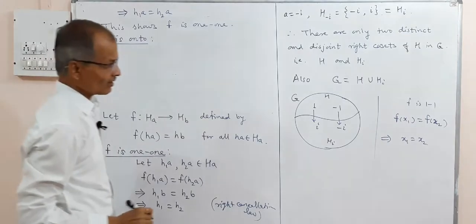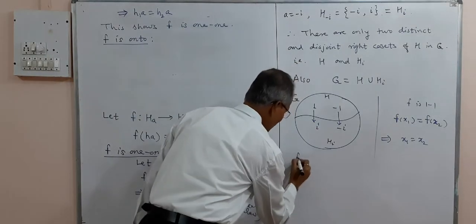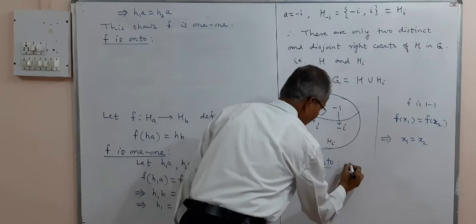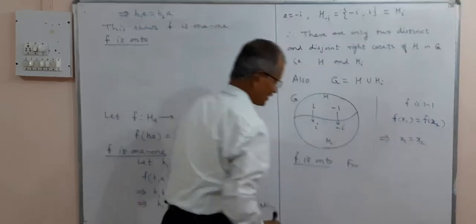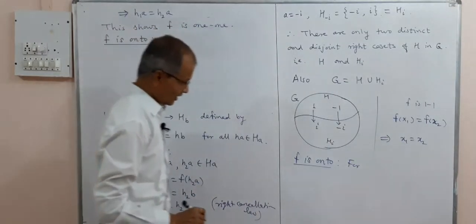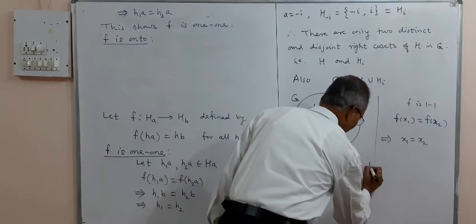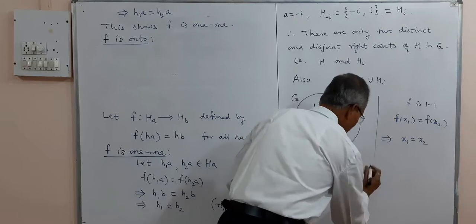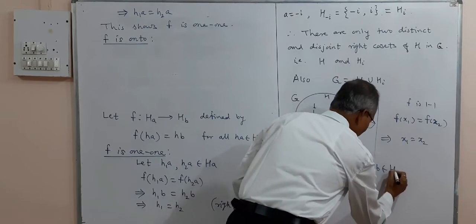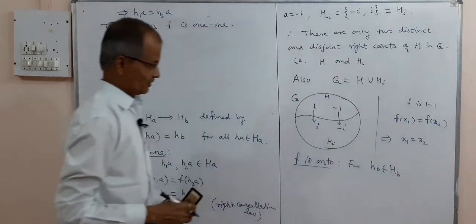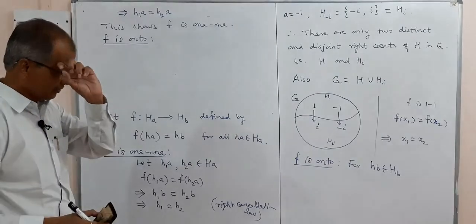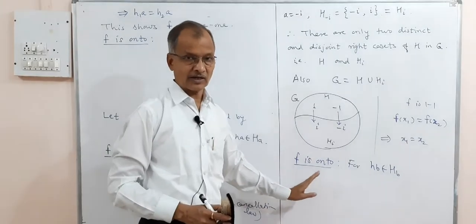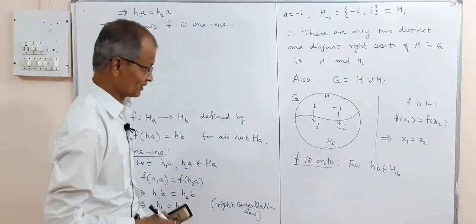So what is the meaning of onto? When we say f is onto, for an element in the codomain, for b belonging to the group, we have to consider hb, which belongs to the coset Hb. We have to show there exists a pre-image of this such that f of that element is equal to hb.